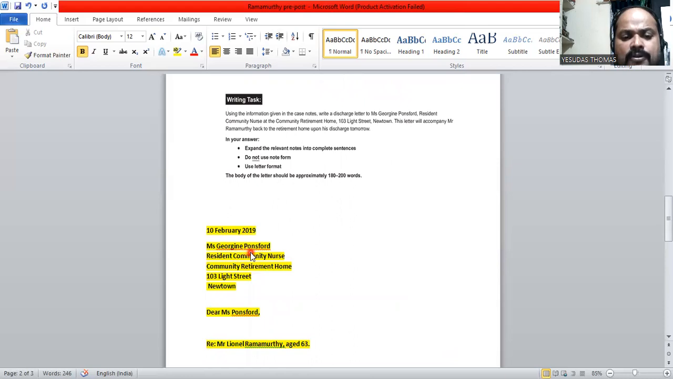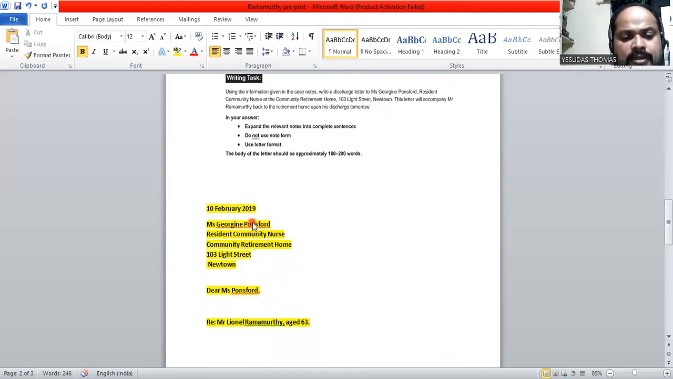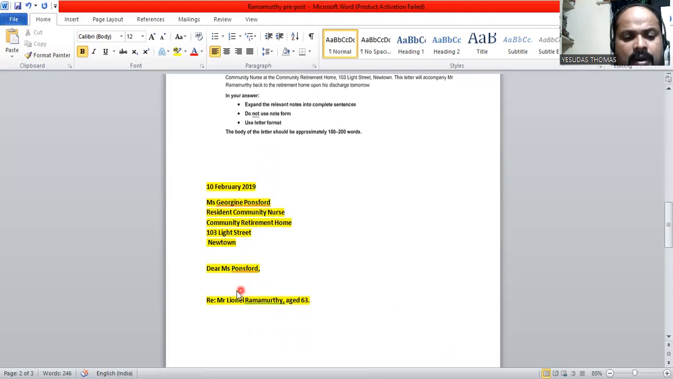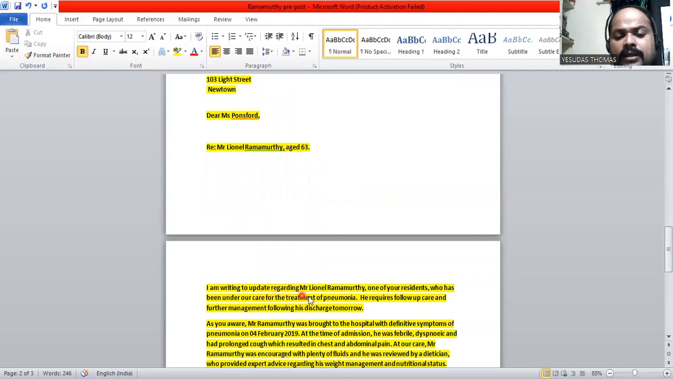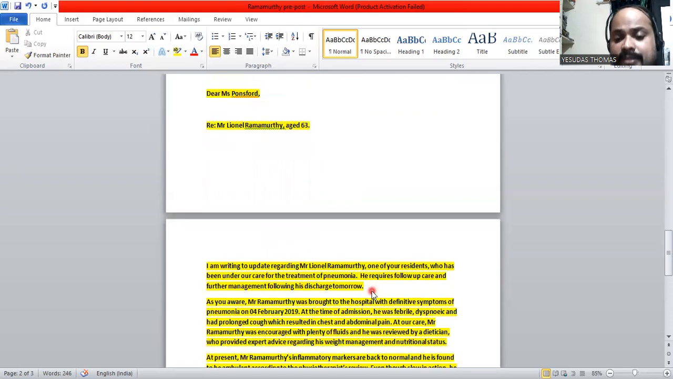Ms. Georgine Ponswand, resident community nurse, Community Retirement Home, 103 Light Street, Newtown. Dear Ms. Ponswand, using the surname. Re: Mr. Lionel Ramamurthy, aged 63. I'm writing to update you regarding Mr. Lionel Ramamurthy, one of your residents who has been under our care for the treatment of pneumonia.